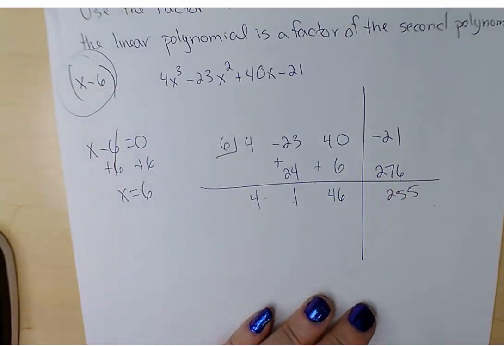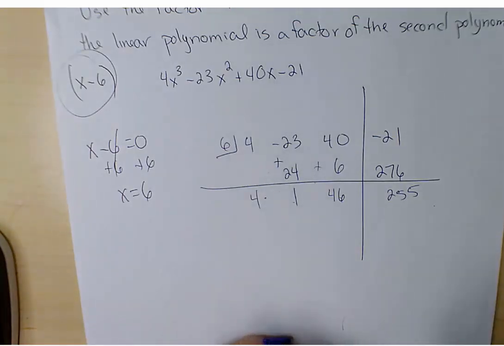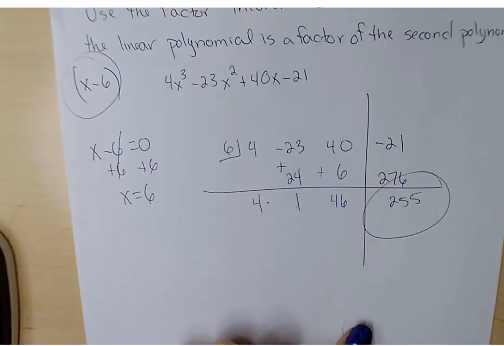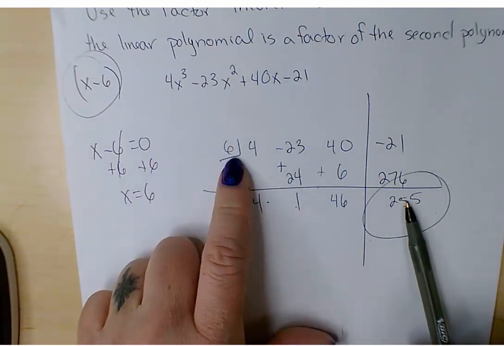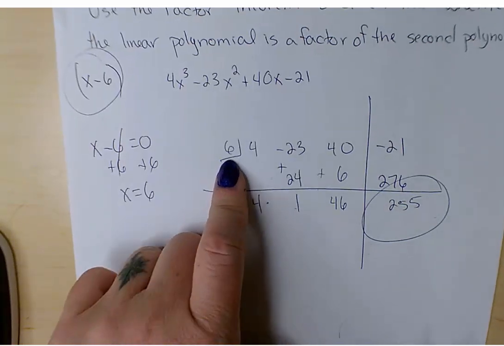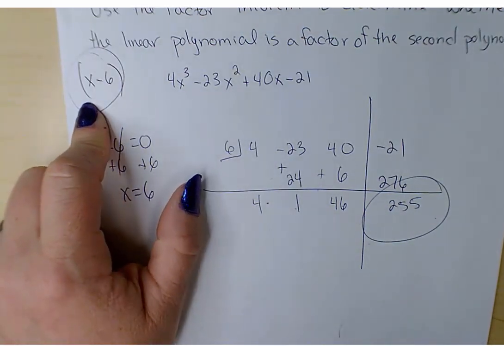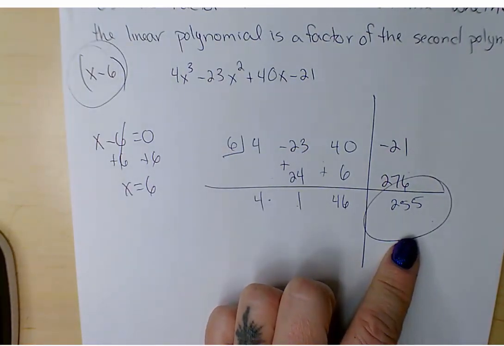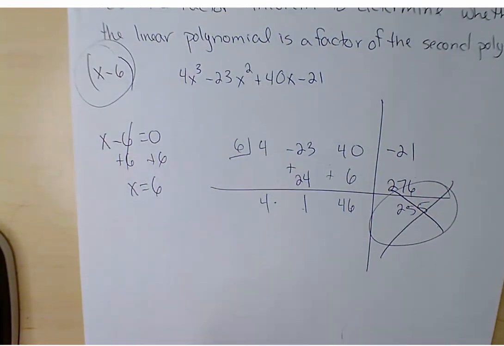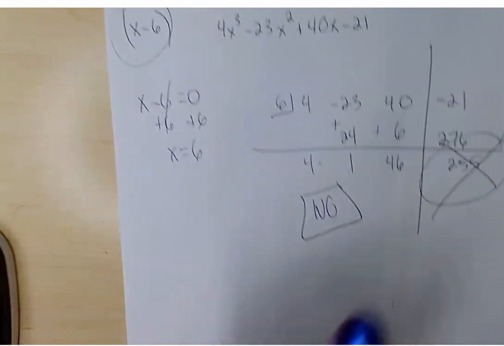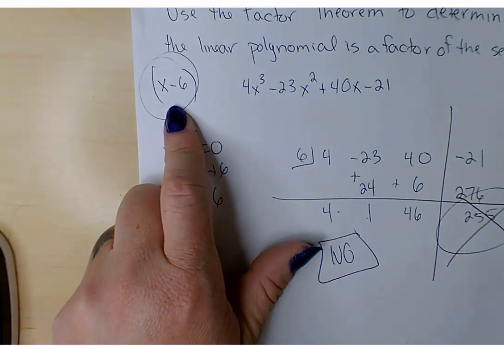Keep in mind that the rightmost column is our remainder column here. What we're looking for is a 0 in this remainder column. If we get a 0, that means the number we tested is a solution to the equation, so therefore x minus 6 would be a factor. Now we got 255. 255 is definitely not 0, and since we did not get a 0, the answer to this question is no, x minus 6 is not a factor.